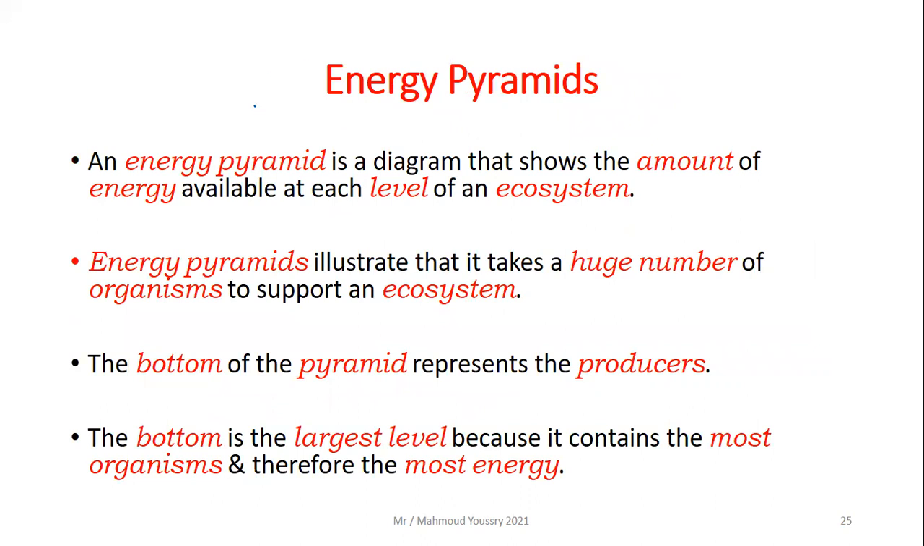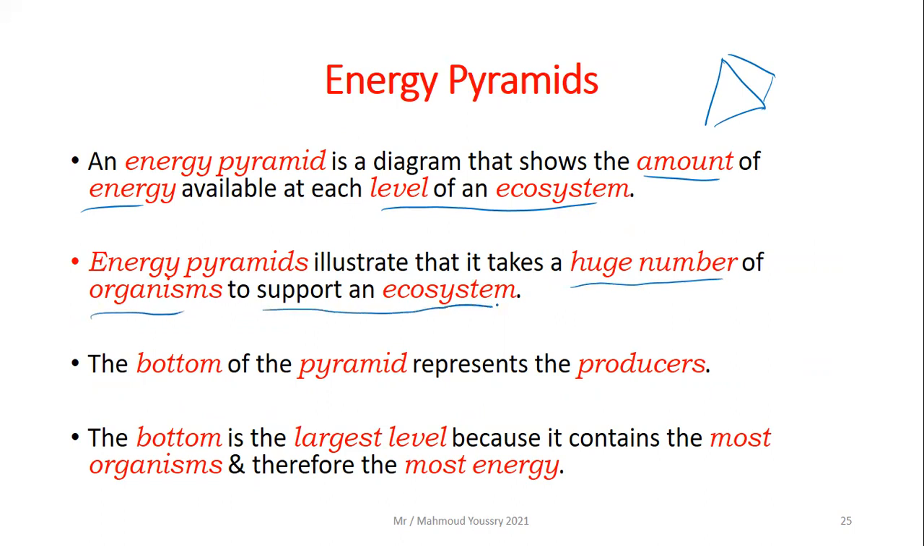Then what about the energy pyramids? An energy pyramid is a diagram that looks like a pyramid. Yes, for sure. Then what? It shows the amount of energy available at each level of an ecosystem, at each level in our environment. Energy pyramids illustrate that it takes a huge number of organisms to support an ecosystem. The bottom of the pyramid usually represents the producers. These are the ones that use energy from sunlight, like plants, to make photosynthesis, to start making food.